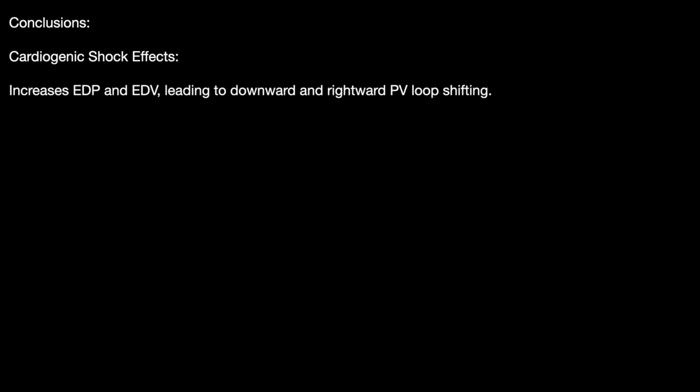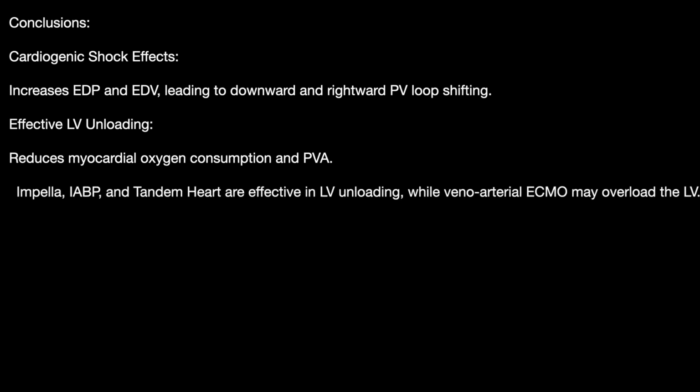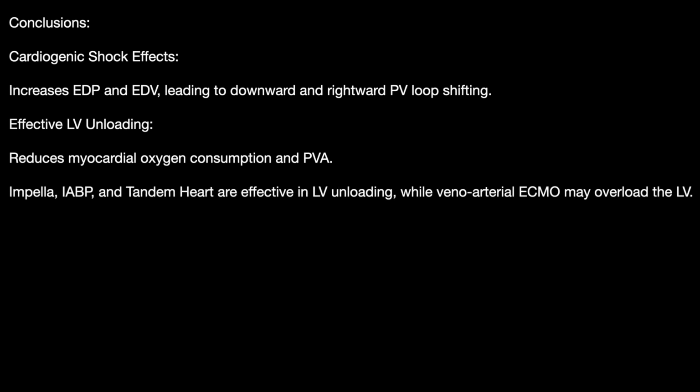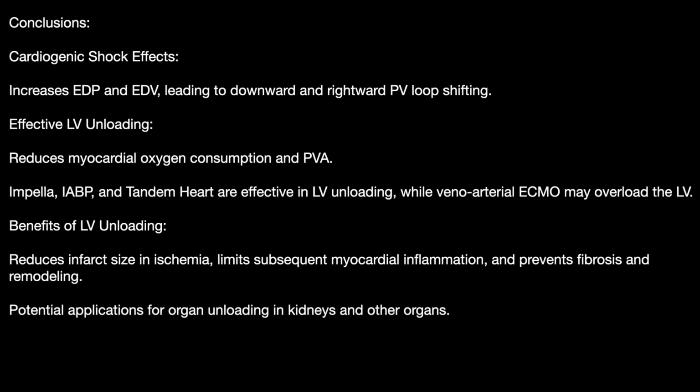Coming to the conclusion, cardiogenic shock increases the end diastolic pressure and volume, leading to downward and rightward PV loop shifting. So we need effective left ventricular unloading, where we want to reduce the myocardial oxygen consumption. Impella, IABP or TandemHeart are effective in unloading the left ventricle, while VA ECMO may overload the left ventricle. The benefits of unloading are that it reduces the infarct size, reduces the myocardial inflammation, and prevents fibrosis and remodeling. There is potential application for organ unloading in the kidney and other organs as well.